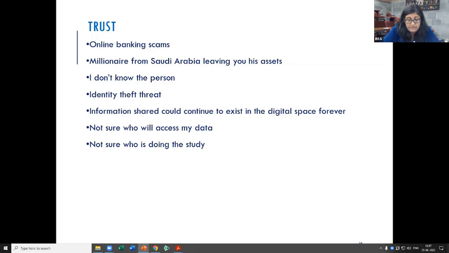And then information about you could be in the digital space forever. You are not sure who will access your data. You're not sure who's doing the study. So address all these points. Say how long the data is going to be kept. Just don't say this is for internal purpose or this is for research purpose. Tell them that after 6 months of us doing the analysis, we are going to destroy the data. Or after 1 year, or whatever it makes sense for you to do.